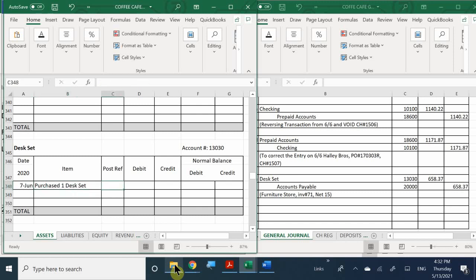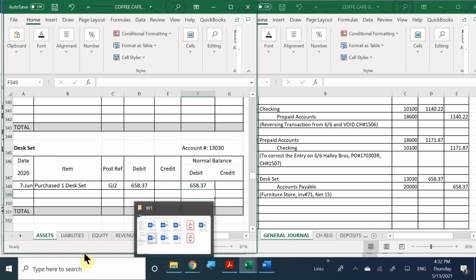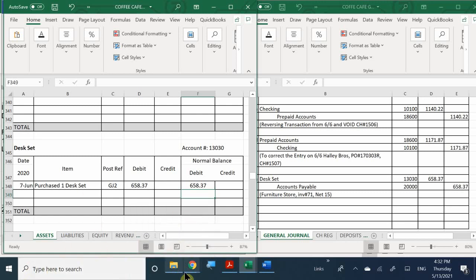Okay. General journal number 2. Okay. And we increased our assets by $658.37.